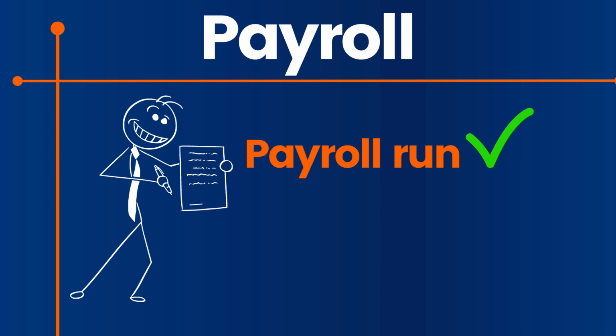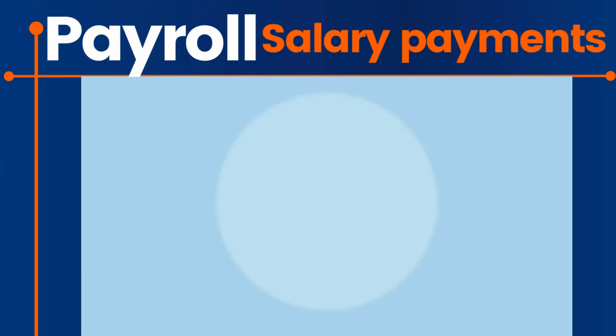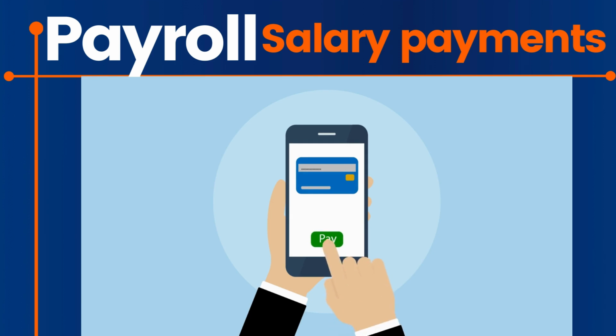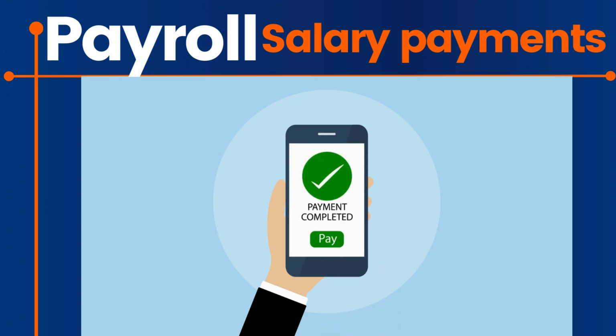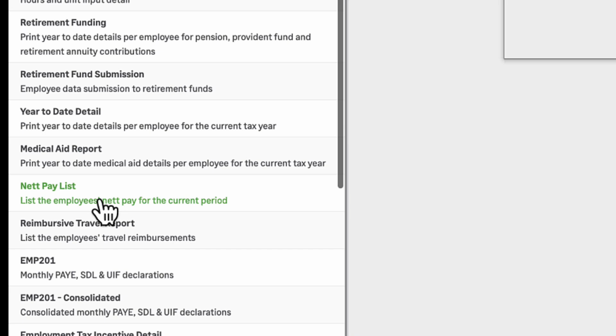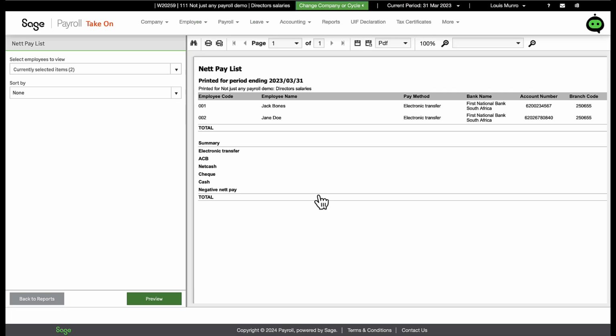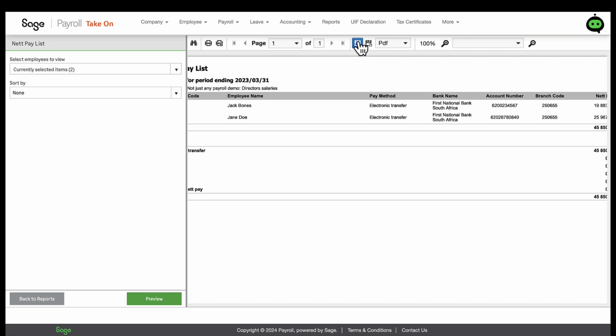We've completed a payroll run and processed payroll taxes. What about paying your employees? Back at the financial report menu, we're going to explore the Nett Pay List, which provides each employee with their payment method, bank details, and their net pay for the month.